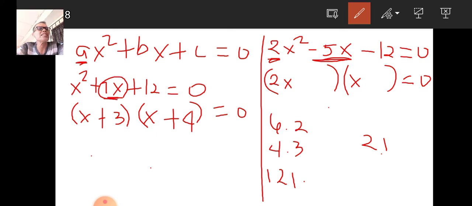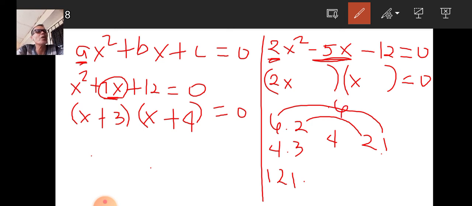Since the middle term is negative, the product of the two greatest factors of 12 and 2 must be negative. Okay. So let us take an example. If you multiply 2 times 2, you will have 4. And if you multiply 6 times 1, you will have 6. Since the greatest factor must be negative, if you add negative 6 plus positive 4, that is negative 2, but you have negative 5.